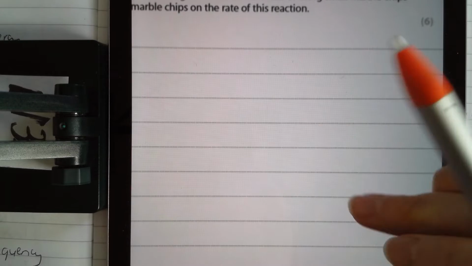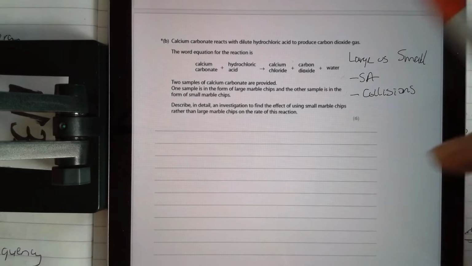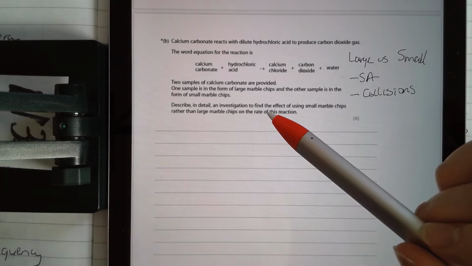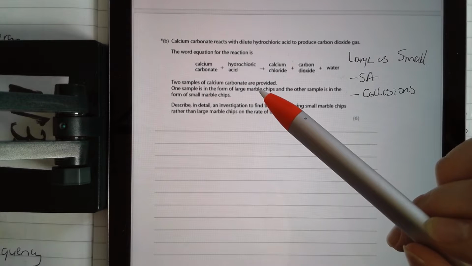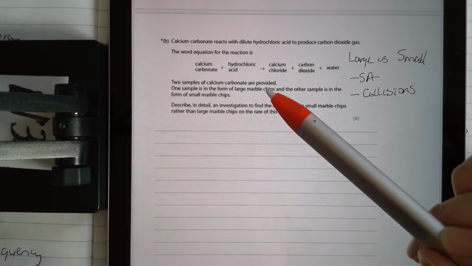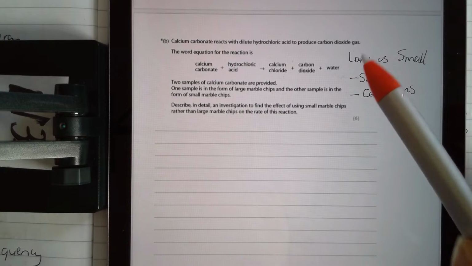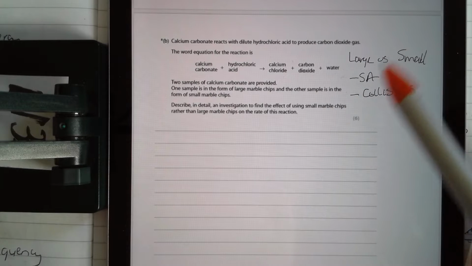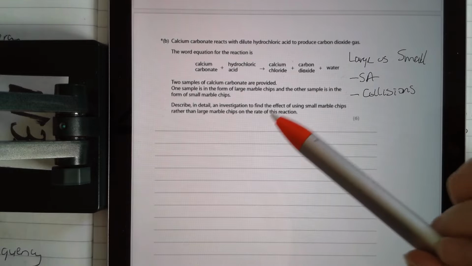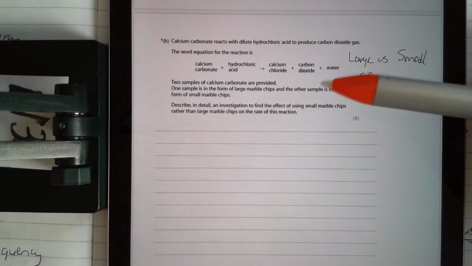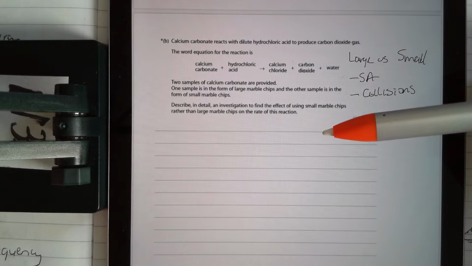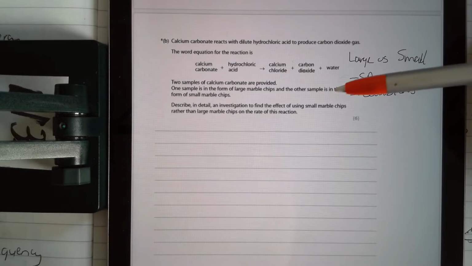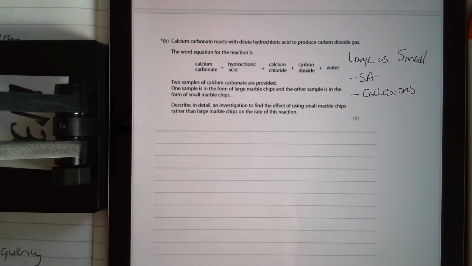it's a 6-mark question. They're asking you to design or describe an experiment comparing large marble chips with small marble chips. So when you're talking about large marble chips and small marble chips, you'll obviously have to talk about surface area, and you're going to have to talk about the frequency of collisions and talk about the rate of the reaction. But they're asking you to describe an investigation. So you need to say how you're going to do that investigation fairly. In other words, what are your controls going to be? What variables are you going to keep constant? So make sure you're talking about your controls as well as just the difference in the size of your marble chips.